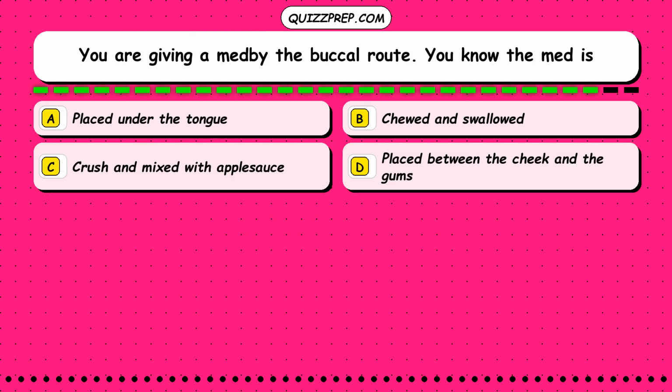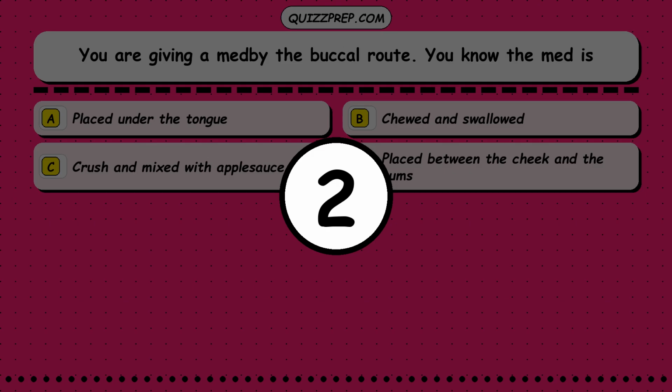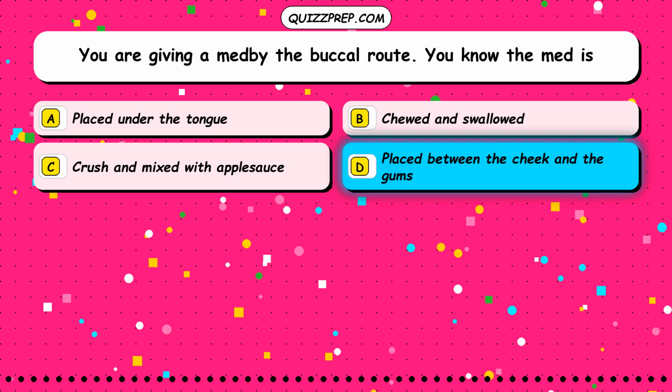Question 227. You are giving a med by the buccal route. You know the med is: Option A. Placed under the tongue. Option B. Chewed and swallowed. Option C. Crushed and mixed with applesauce. Option D. Placed between the cheek and the gums. The correct answer is option D. Placed between the cheek and the gums.